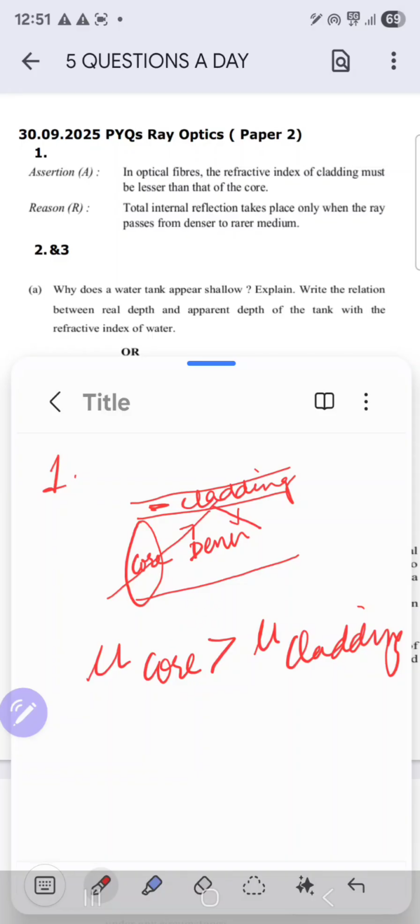Second, total internal reflection takes place only when the ray passes from denser to rarer medium. As we know, the work of the optical fiber is to transmit light from one point to another point with the help of TIR. So why is the core denser? Because the refractive index of the core is more than that of the cladding, so that the ray of light goes from denser to rarer medium. So here assertion and reason both are correct, and the reason is the correct explanation of the assertion. So option A would be correct.